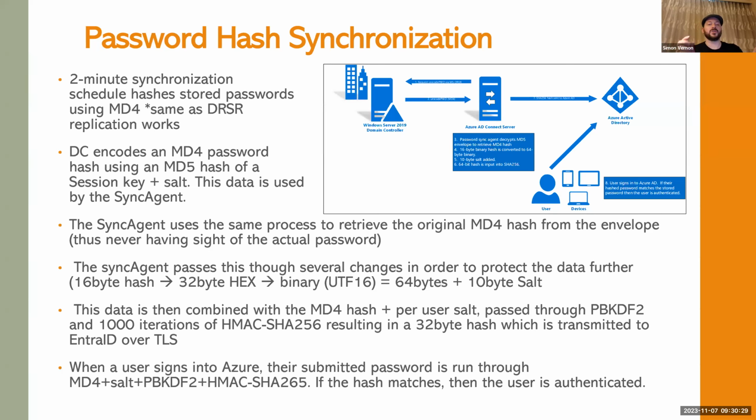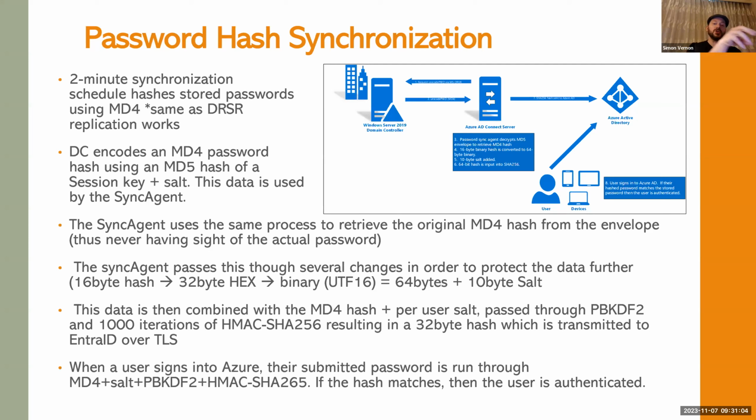So when a user then actually signs in with their UPN to Azure, they submit their password to Entra ID. Entra ID goes through the same process of taking the hash, looking at it from an MD4 hash perspective, runs it through the MD4 plus the salt established during the connection, plus the derivation functions, plus HMAC 256 iterations, and then if the hashes match, the user is authenticated.